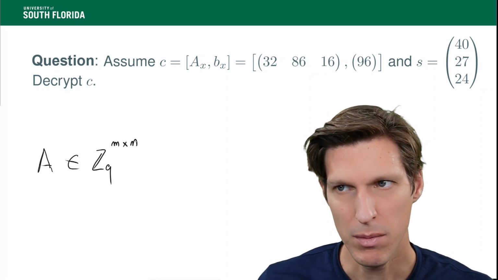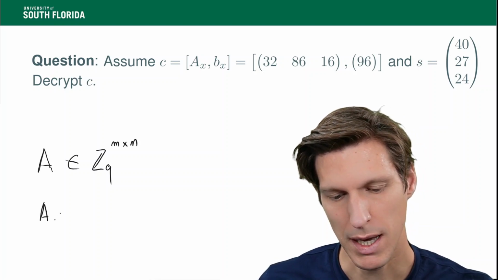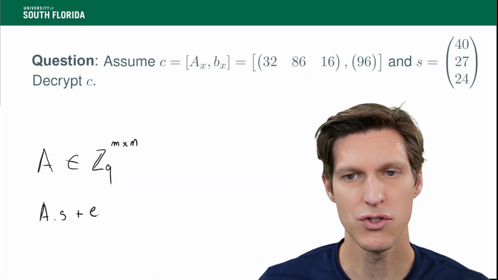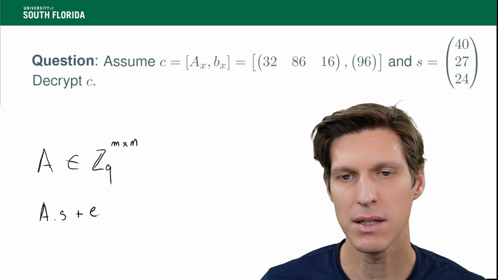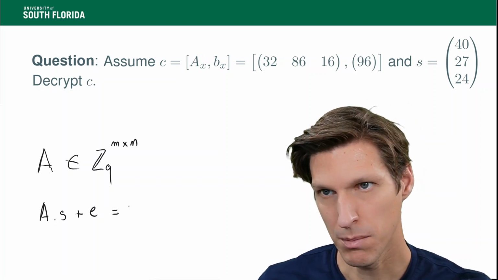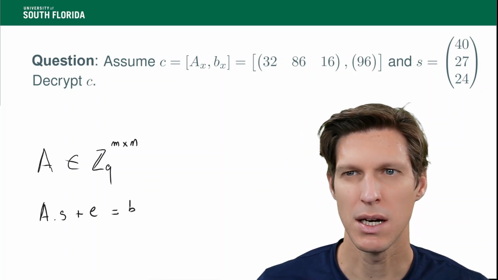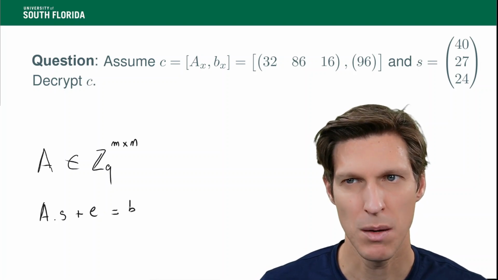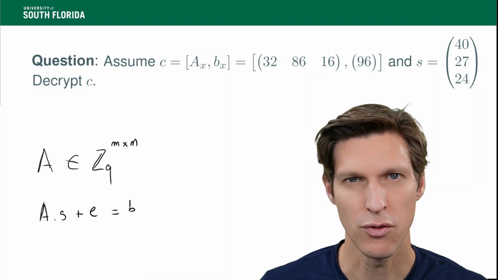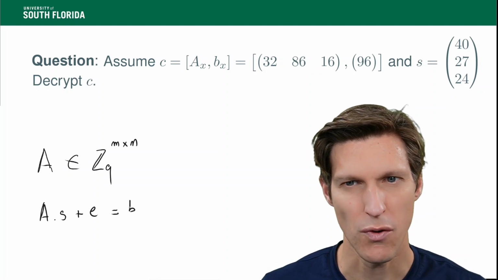And then the private S is multiplied by A. And then there is an error coming from a certain distribution that is added to make this hard to recover S. And that gives you the B. Now, you probably noticed that in the ciphertext I have an A sub X and a B sub X. So here, I'm only recapping the formulas. In a separate video, I explain exactly where this all comes from.